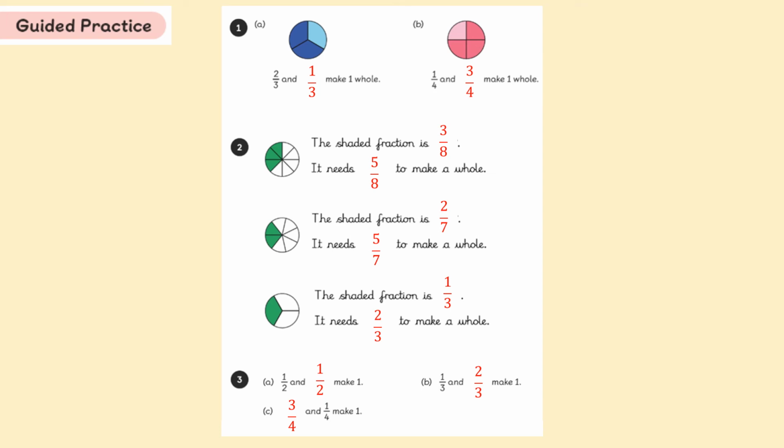And underneath, the shaded fraction is 1/3. 1 out of those 3 parts has been shaded, so it needs 2 out of 3 to be shaded to make a whole. And for question 3, A, 1/2 and 1/2 make 1. B, 1/3 and 2/3 make 1. And C, 3/4 and 1/4 make 1.